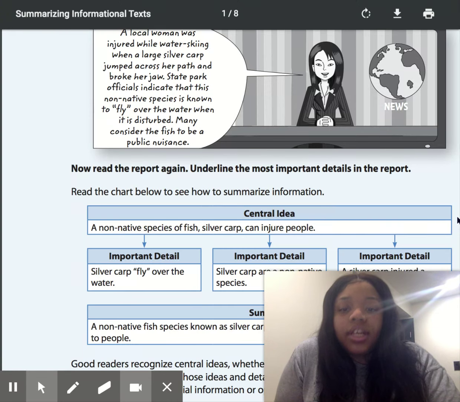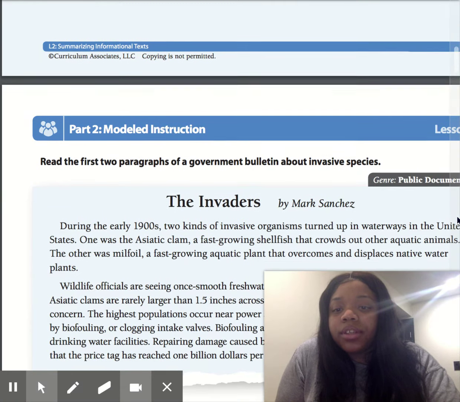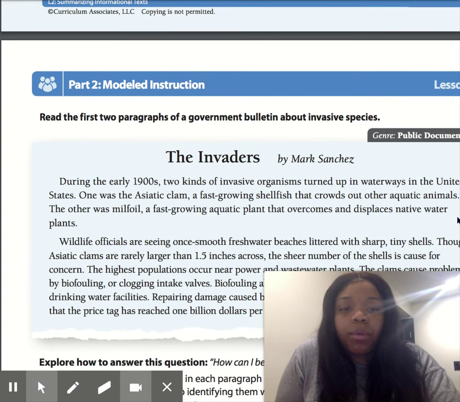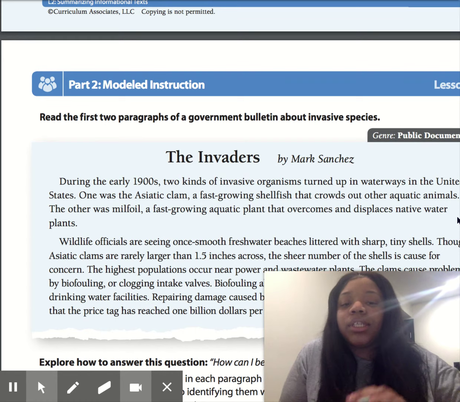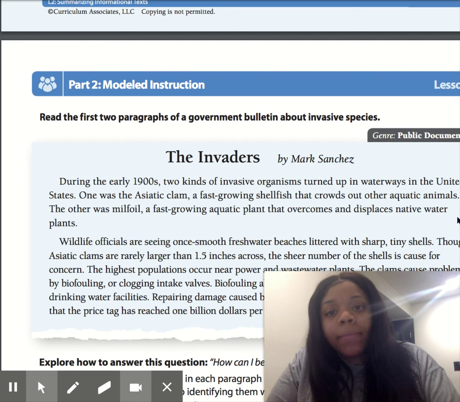Now let's try another one, the next one, the invaders. So I just want to give you a quick reminder that we're reading this piece of informational text so that we can identify the important details and summarize the text. I just want to start with what we're trying to do. So we know that while we're reading, I should probably take notes. I should probably write this down because this is important. Okay.